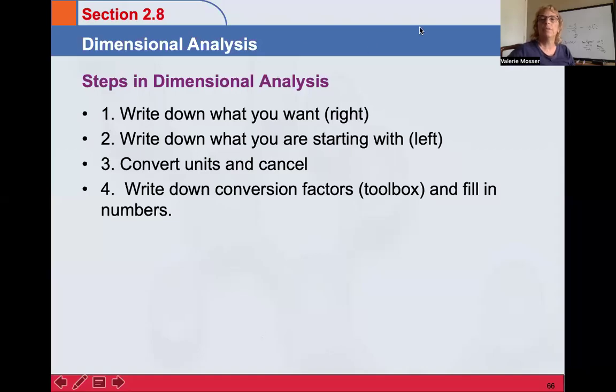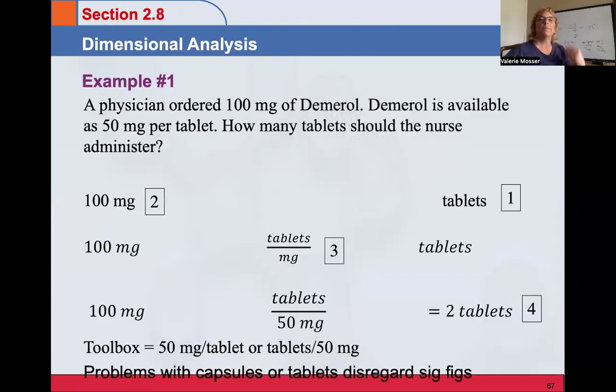So again, here are the 4 steps. And let's look at some examples of this. So here's an example. A physician ordered 100 milligrams of Demerol. Demerol is available as a 50 milligram per tablet. How many tablets should the nurse administer?